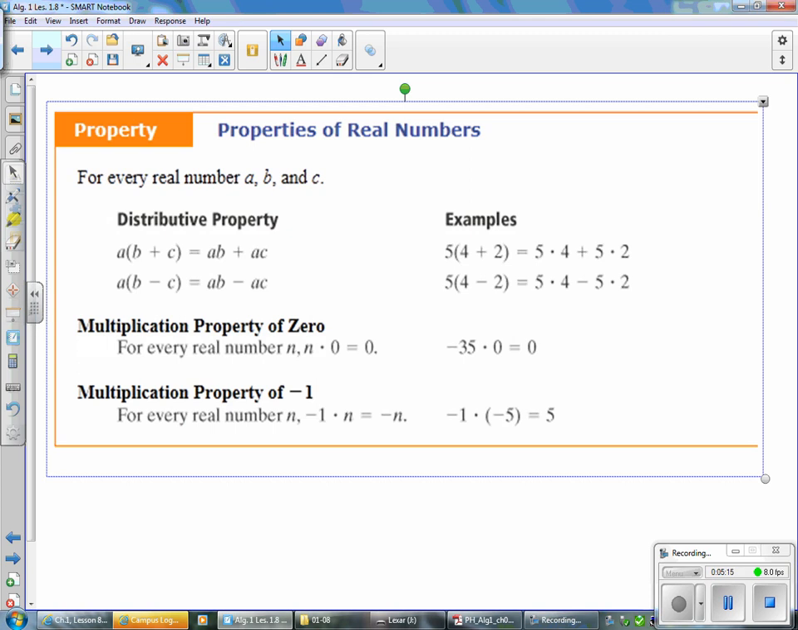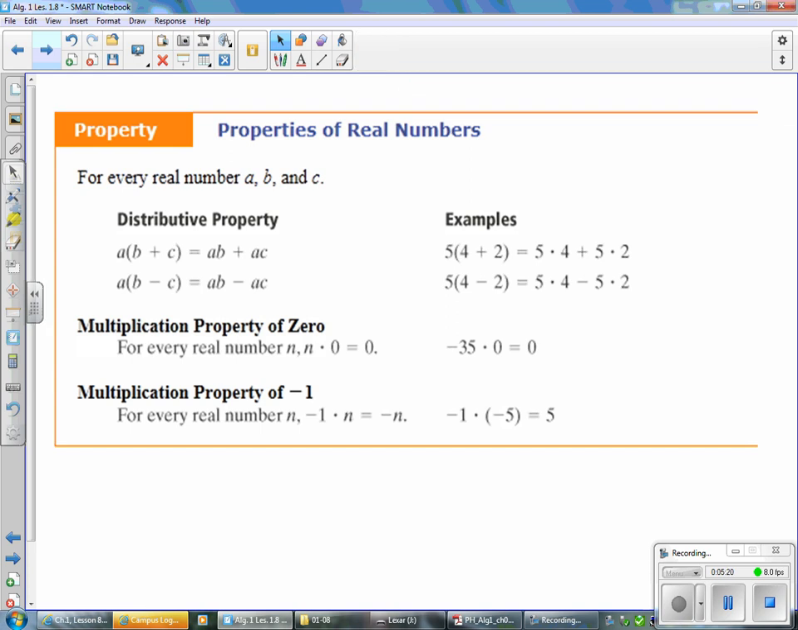Next property, distributive property. The distributive property, if you remember, talks about if I have a number out front of parentheses with a plus or a minus, I can take that a and distribute it and multiply the a times both the b and the c. So a times b and a times c. Both the b and the c get multiplied times a. It doesn't matter whether there's a plus inside or a minus inside, a times the b and a times the c, both.